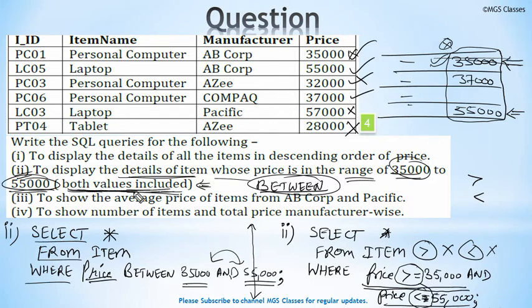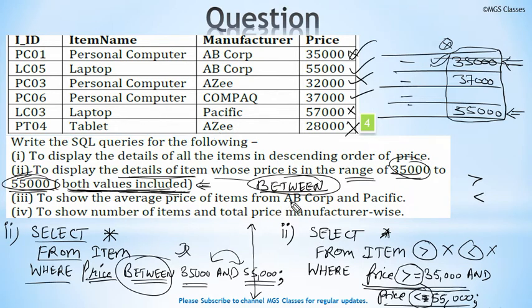If this line had not been added, then you could answer this as price is greater than 35,000 and price is less than 55,000. But this line is explicitly mentioned, and if it says both values are included, then you can apply the between operator, or greater than or equal to and less than or equal to. If both values were excluded, you could not use the between keyword and would have to write the query in a different way. If this line had not been mentioned, that would be the correct answer.